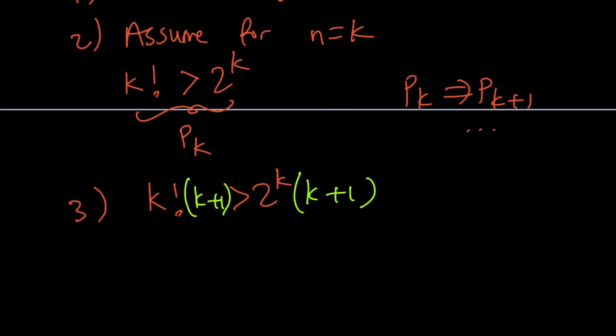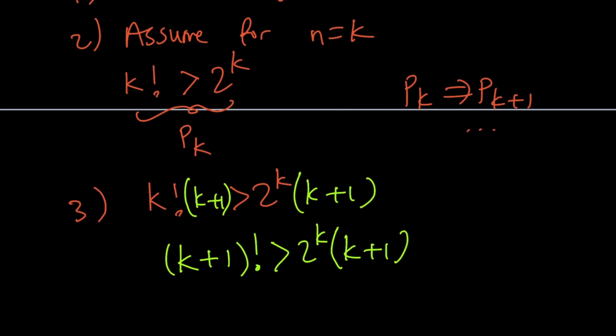Now what does this give me, right? It kind of gives me something like this. k factorial multiplied by k plus 1 gives me k plus 1 factorial. So okay, I got part of it. And then on the right hand side, I got this. But I kind of need to show that the left hand side is actually greater than 2 to the power k plus 1.